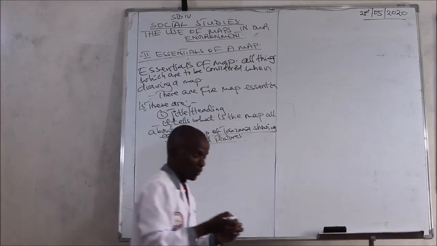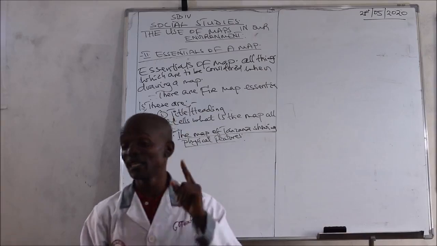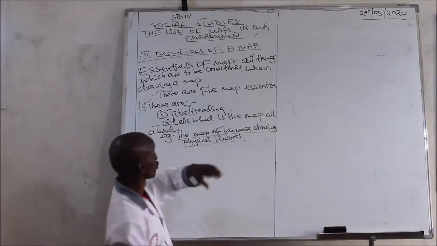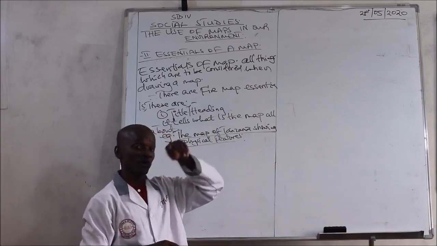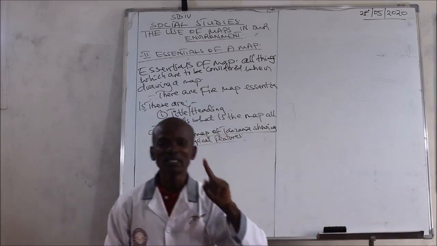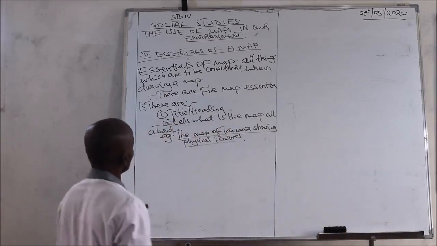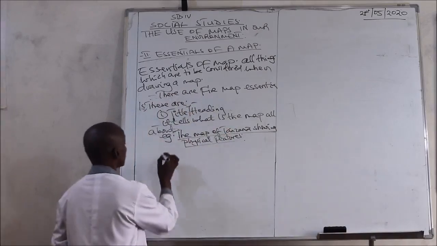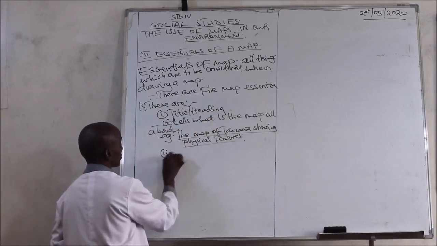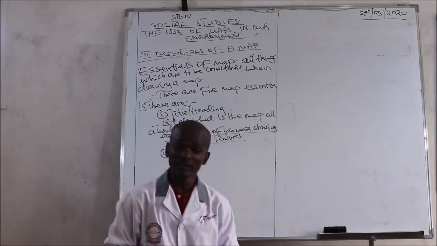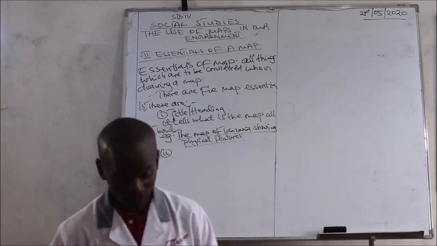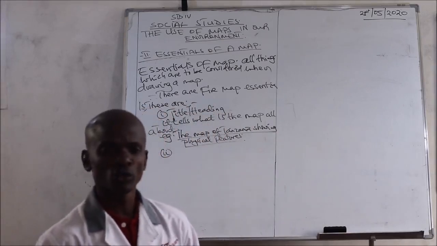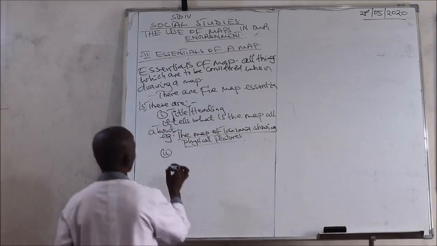This enables the one who is reading a map to know what the map is all about, so this is very important. Before drawing a map, you have to consider what the map is all about. What is the map that I'm going to draw? So you start by looking at the title of the map. Sometimes we call it the heading of the map. After identifying my title, second, come to think about the frame.